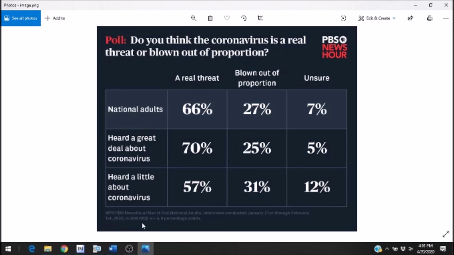Next to this, we're told MOE, the margin of error, is plus or minus 4.9 percentage points, basically 5% margin of error, which means 66% of the adults said it was a real threat from the 808 that were surveyed, but from the entire United States, we can generalize that anywhere from 71% down to 61% of the population of the U.S. would think this is actually a threat.